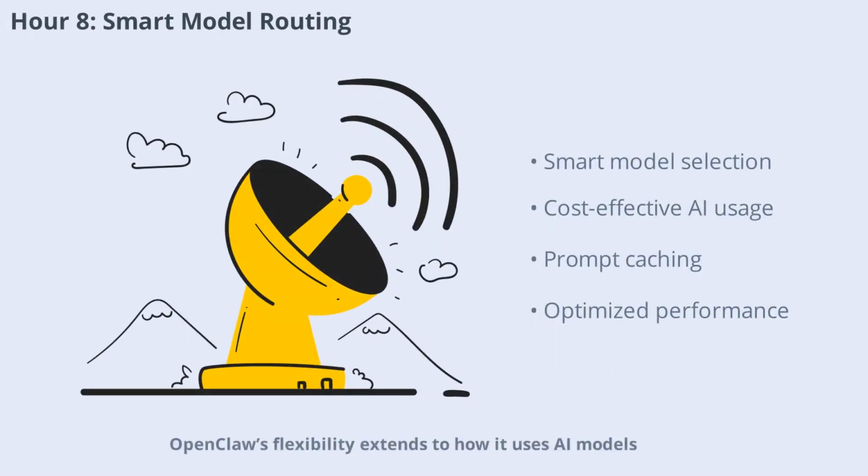OpenClaw's flexibility extends to how it uses AI models. I set up smart routing so that simple tasks use lightweight models like Haiku, while complex work, like code review, uses more powerful models like Sonnet or Opus.